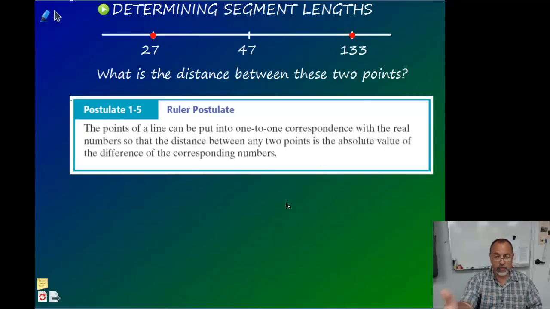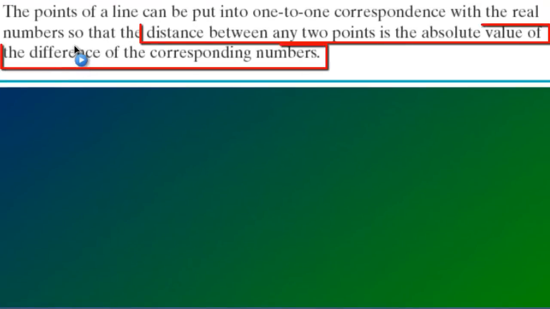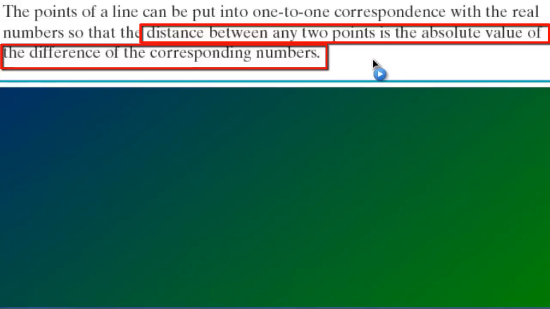Once each one of those points has its own number, I can then figure out the distance between any 2 points. One-to-one correspondence means each point gets one number, and we're talking about real numbers, the numbers that we would normally use. So that's what that first phrase means. Once I've done that, it says the distance between any 2 points is, meaning the distance can be calculated. How can it be calculated? By taking the absolute value of the difference.